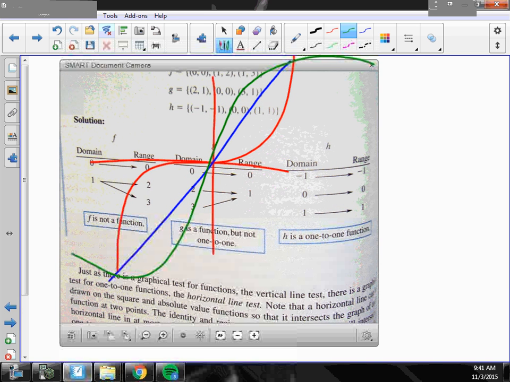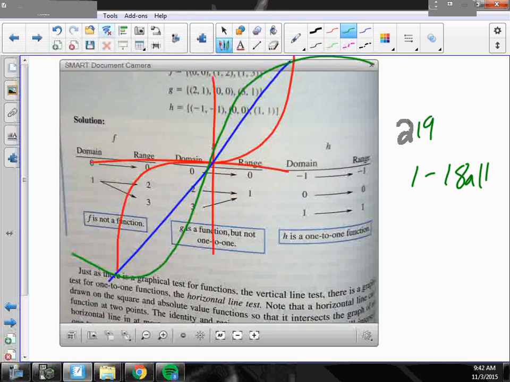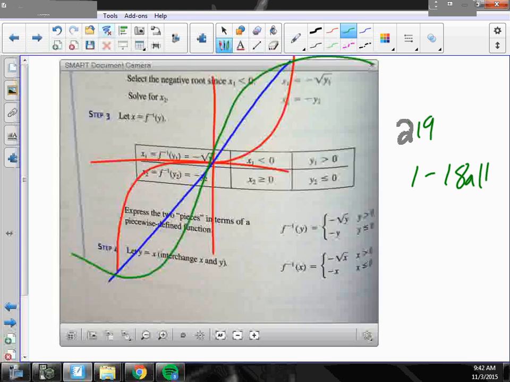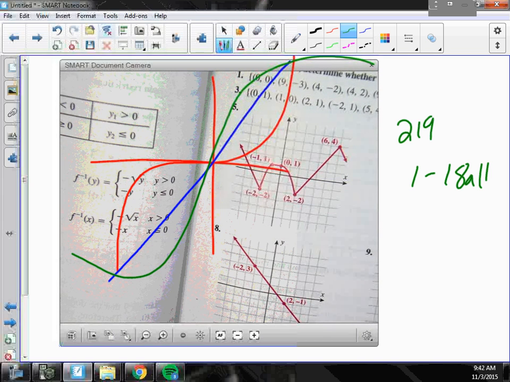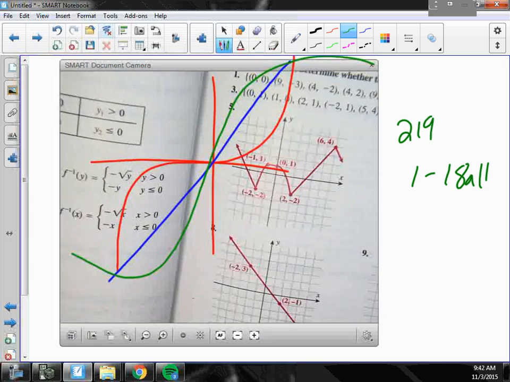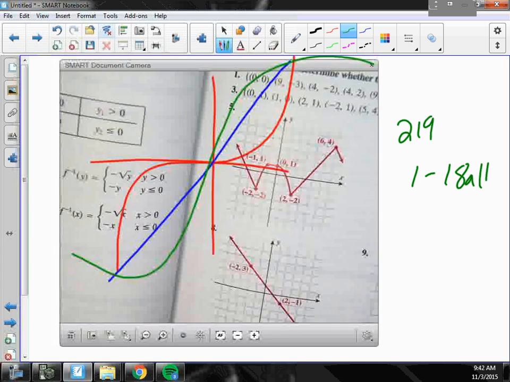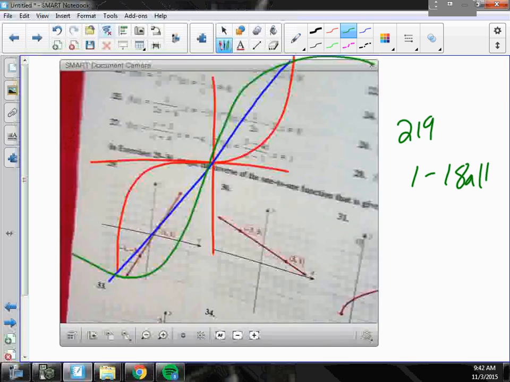So you're working on page 219, 1 through 18 all, and you're going to be looking at a series of points. 1 through 4, you're just looking at points. Determine whether the given relation is a function. If it is a function, determine whether or not it's 1-to-1. And then 5 through 10, you're going to just look at the graphs. What about 11 through 18?